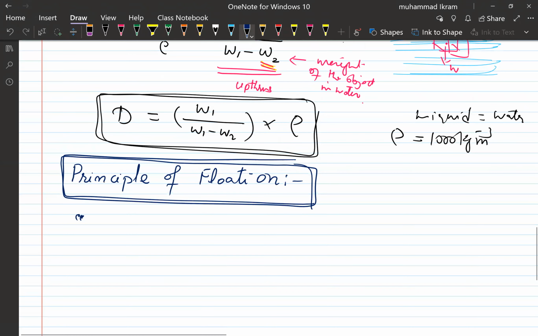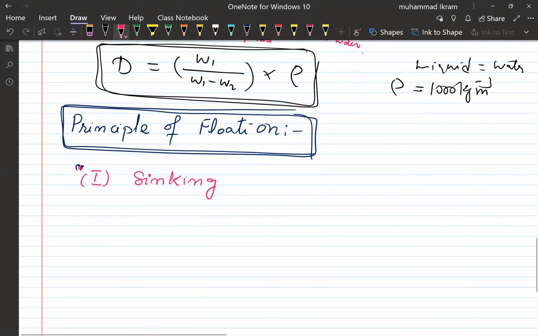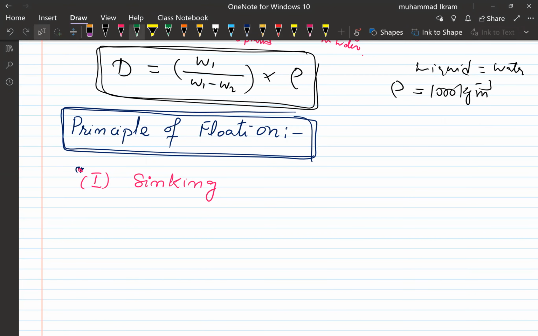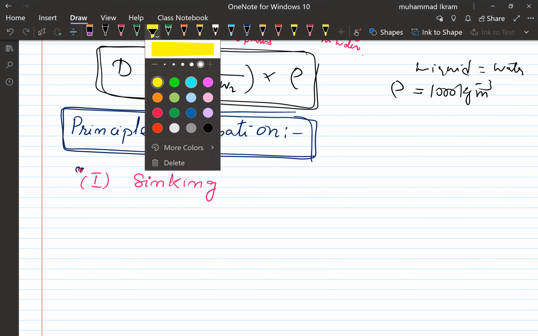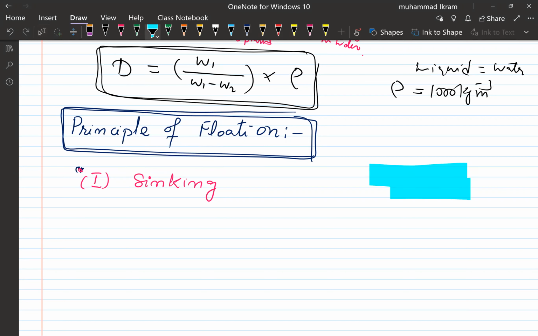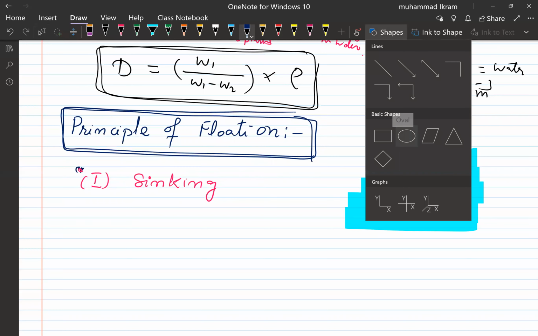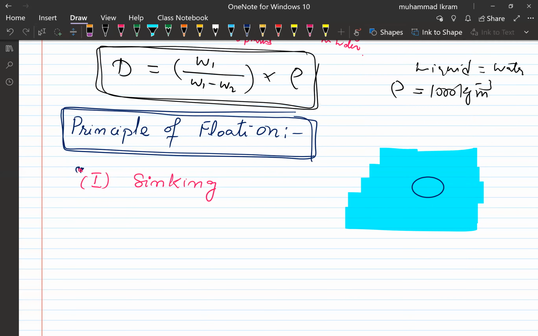So in order to explain the principle of flotation, there are two important points. First, let me explain the first one, the sinking, that is, when the object will sink. The sinking of the object can be explained like this. For example, let us suppose we have water, as you see, let me make the water here, right? This is water. Now, when you immerse an object inside the water, for example, let we have this object which is immersed in the water, right? This is the object.